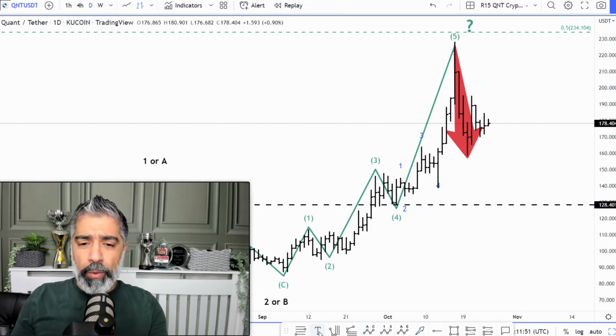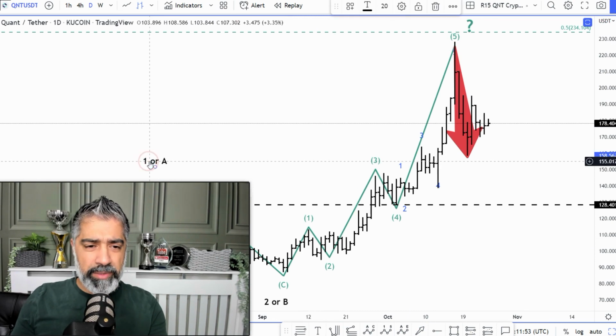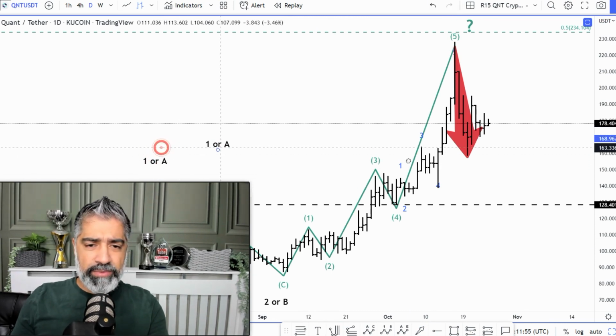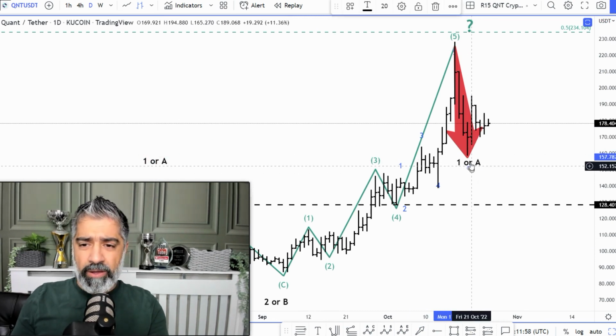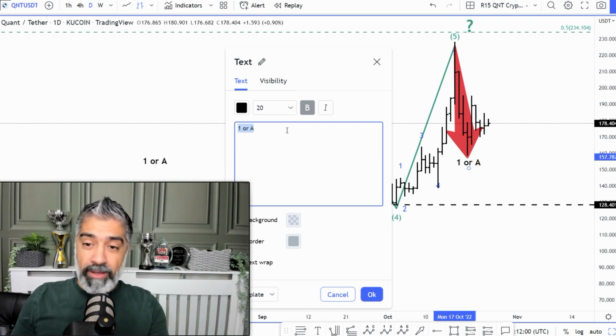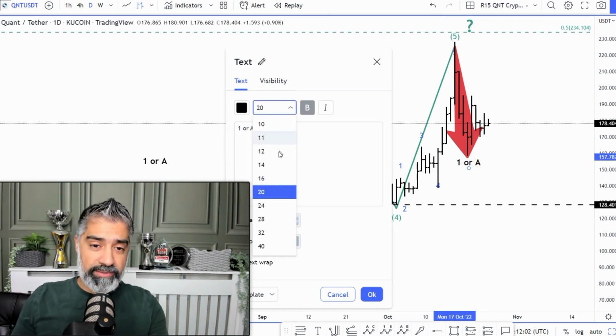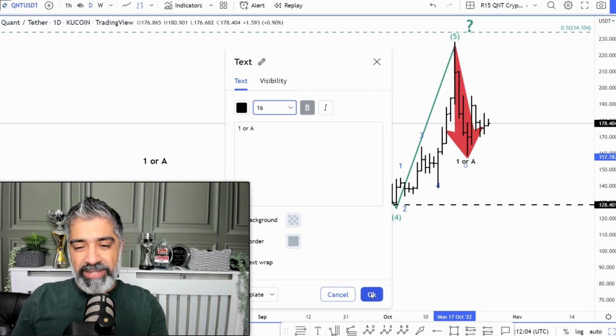And this is why we're going to call it a 1 or A. I'm actually going to copy and paste this. It's actually a 1 or A over 4. It's either an A over 4 or a 1 over new sequence. Stick with me on this. It will make sense.